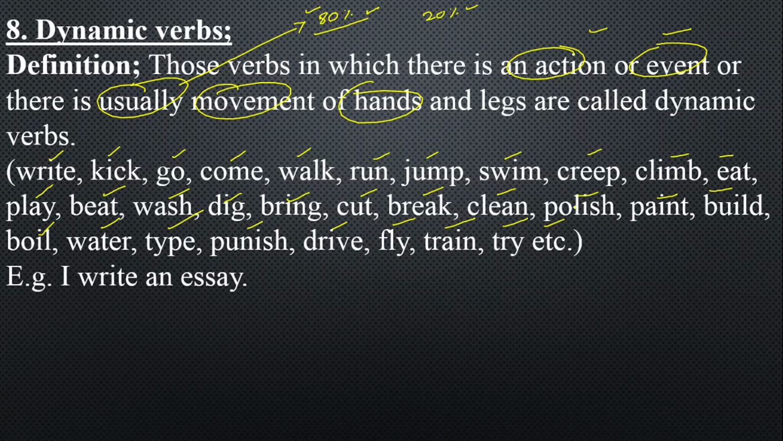Example number one: I write an essay. By writing an essay, definitely I move my hands. For suppose I'm writing this sentence, I say, I am writing a sentence. On your screens, you can see that I'm writing. Here I am moving my hands on this board. That is called the movement of hands. So it is an action performed by hand. That is called your dynamic verb. So write is your dynamic verb.